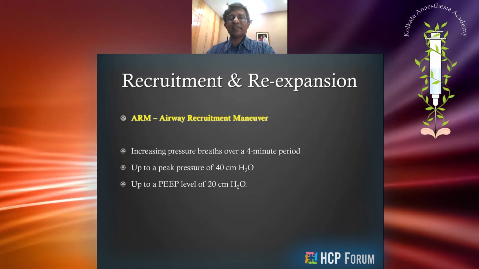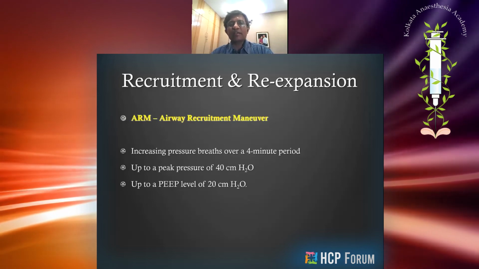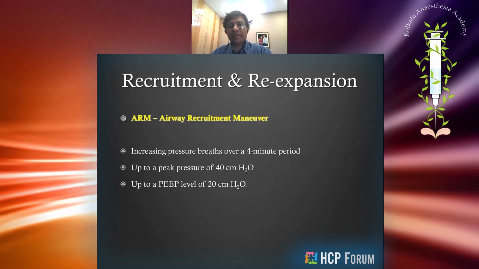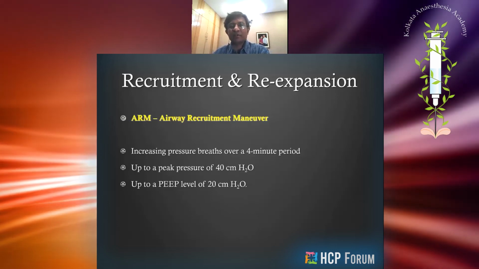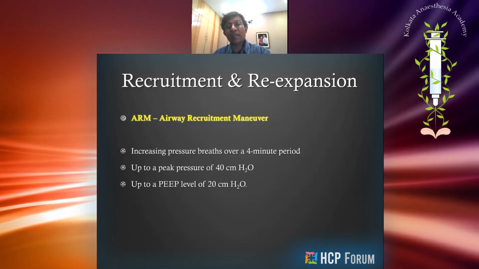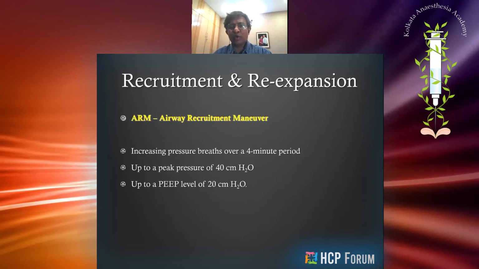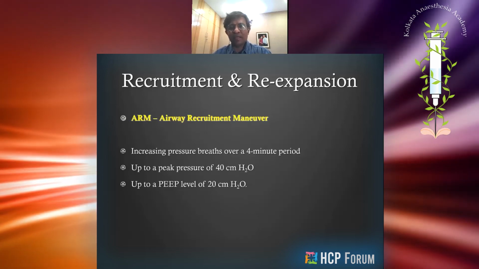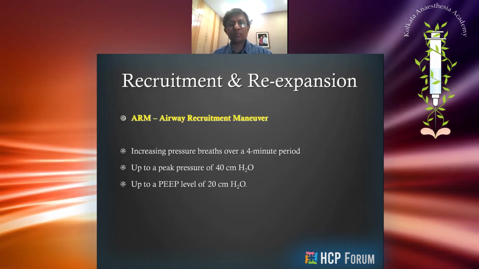Essentially you ventilate with a pressure control mode, and you give increasing pressure breaths over a 4-minute period, and you go up. You said the peak pressure should not be above 25 or 30, but you go up to a peak pressure of 40 in this scenario, and you can get up to a PEEP level of 20 centimeters. Most people will not do it. They will only go up by the PIP and keep the PEEP to around 12. This is what most of us would do.